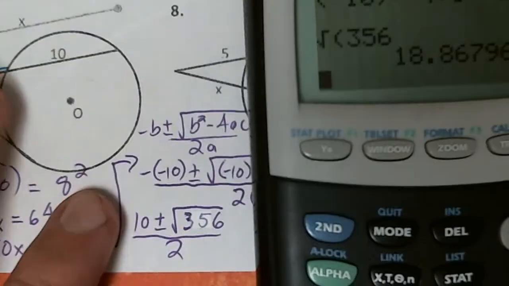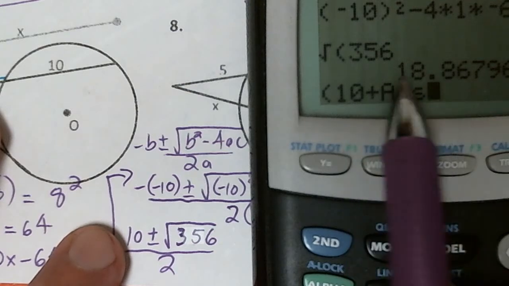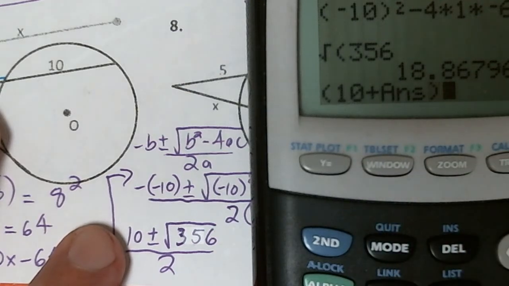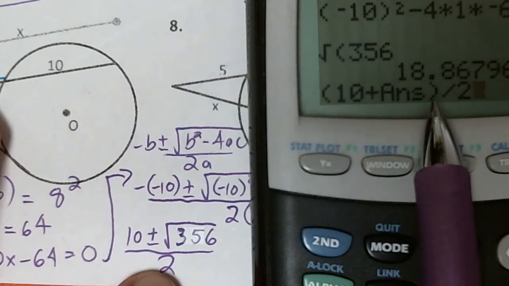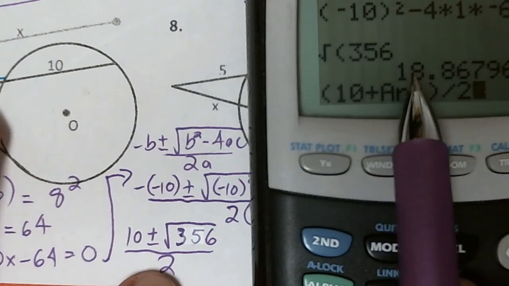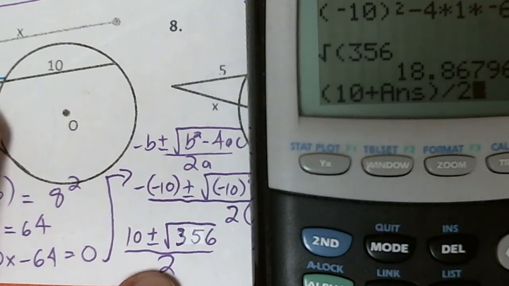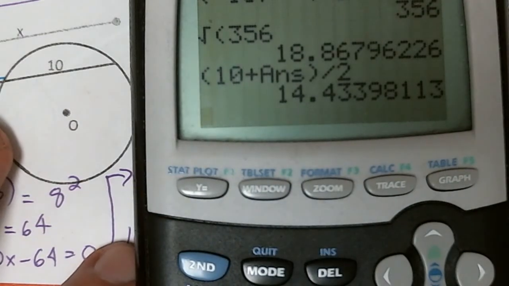So I could actually start with parentheses 10 plus my second answer. All I'm doing, guys, is I'm saying 10 plus this 18 point something number, close the parentheses, divided by 2. Okay, now why do I have to have parentheses? If I don't have parentheses, if I just do 10 plus second answer divided by 2, it's going to take the 18 and divide it by 2, and then it's going to add it to 10. Again, order of operations. Please excuse my dear Aunt Sally. So I've got to put that stuff in parentheses. Press enter, and I get 14.4.